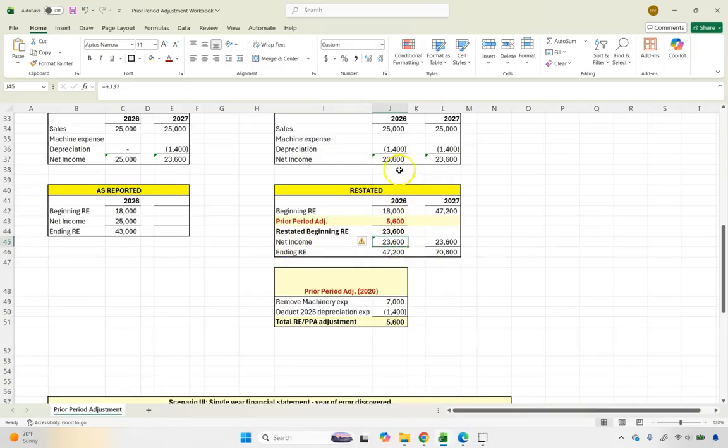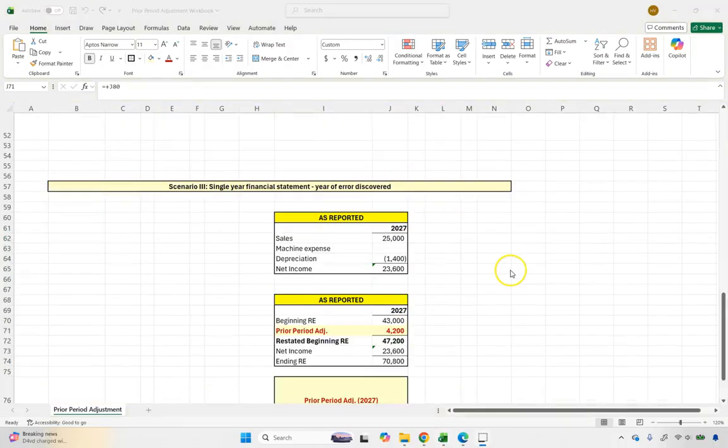It just happens to be the same number. That's just a coincidence. And so my ending retained earnings restated for 2026 is $47,200. And then for 2027, I just go about my day like I normally would, right? Here's my income statement. My beginning retained earnings is last year's ending, and I just do my statement of retained earnings the same way I always would.